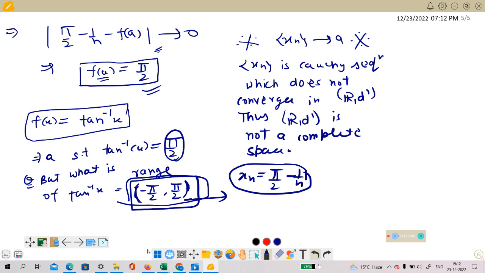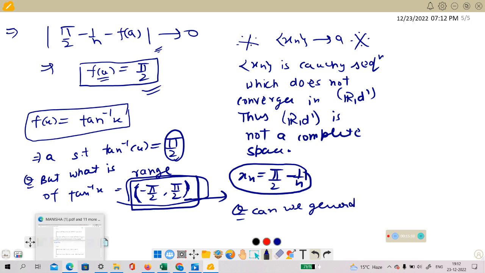So my question is, can we generalize this result? I don't know really, to be honest. I don't know myself, but I think I can generalize this if I can see a pattern: that if the function's range is not closed, then we can definitely construct some sequence like that.